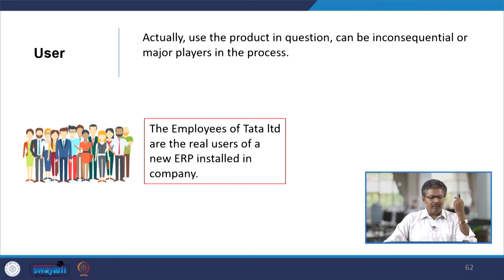And then finally, you have somebody who is called the user. So, who is this user? The one who is actually using the product in question. Now, who is using the product in question? He can be a person who is working on the shop floor, or just a normal employee who is using this product. Here in this case, the employees of Tata Limited are the real users of a new ERP installed in the company.